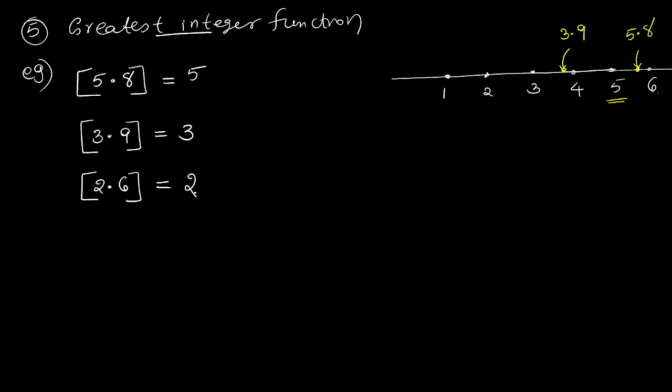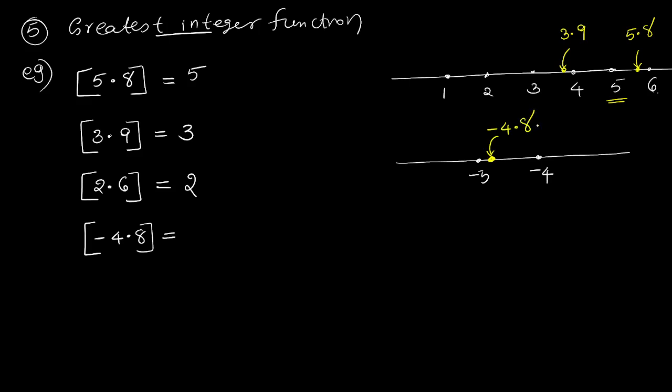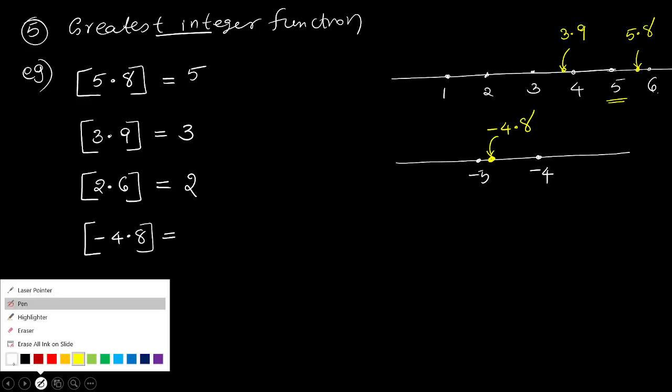Let me explain the next example. After that only you can ask me doubts. Okay. Greatest integer of minus 4.8. You must be careful if a negative fraction is given. Where is minus 4.8 on the number line? Let me draw another number line. This is minus 4, this is minus 5, this is minus 6, etc. Where is minus 4.8? Minus 4.8 is a number lying between minus 4 and minus 5. It is here.